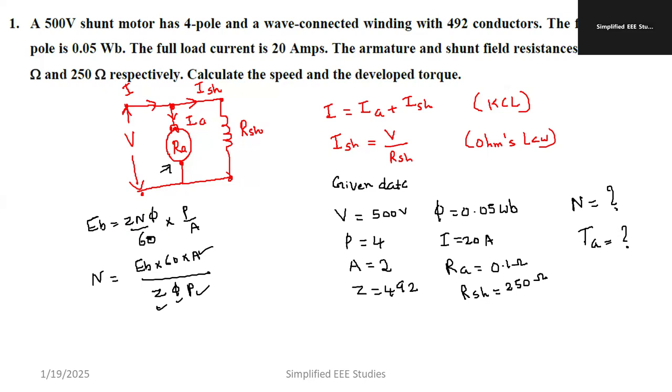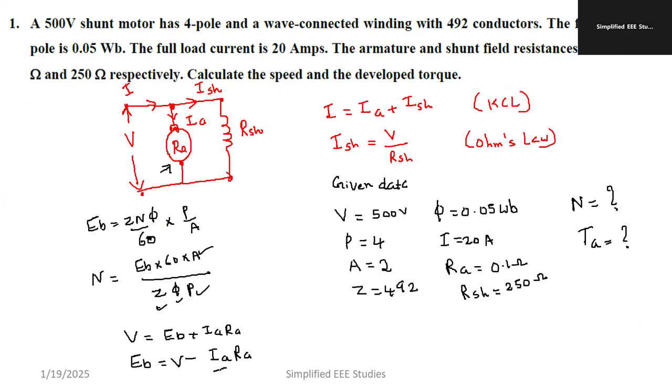EB you can calculate using the formula. One formula is also available for back EMF. So what is the formula? V is equal to EB plus IA into RA. Why am I doing it like this? Because I want to calculate EB. So EB can be written as V minus IA into RA.